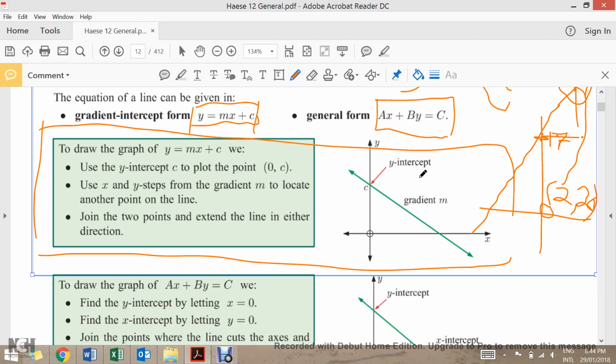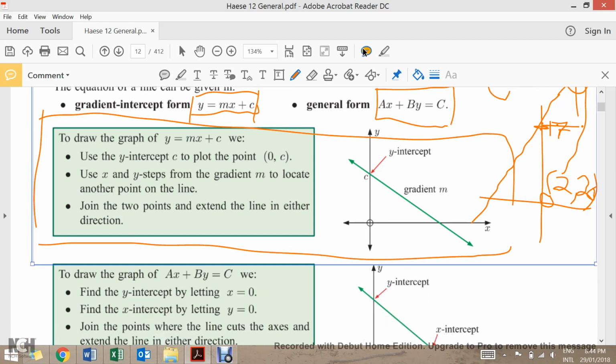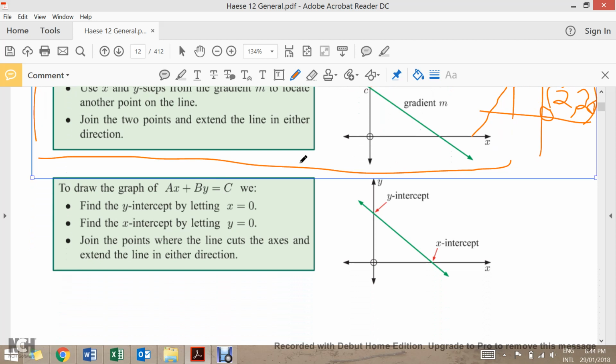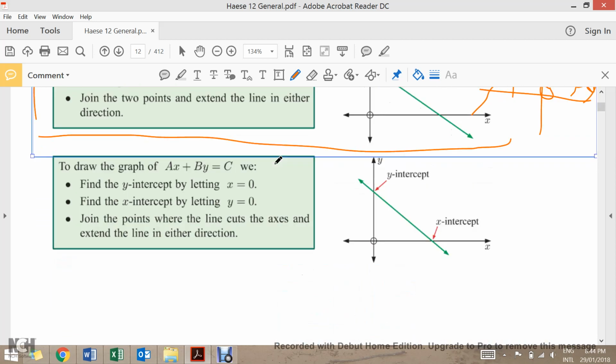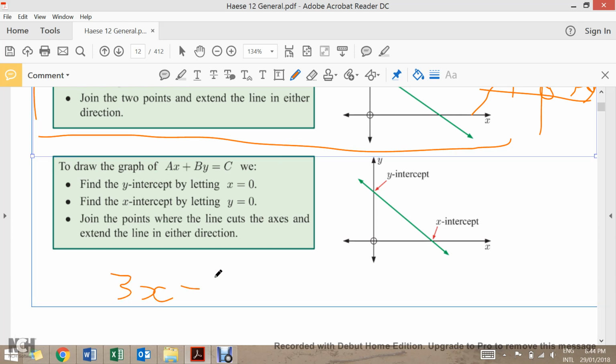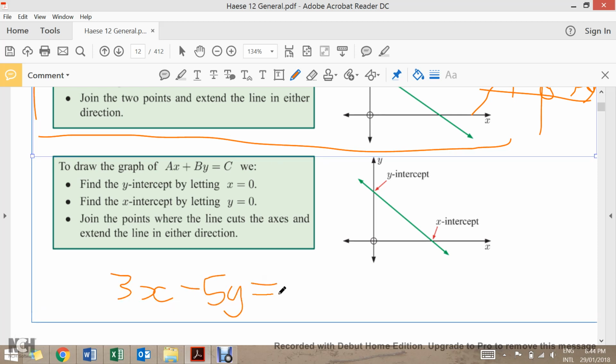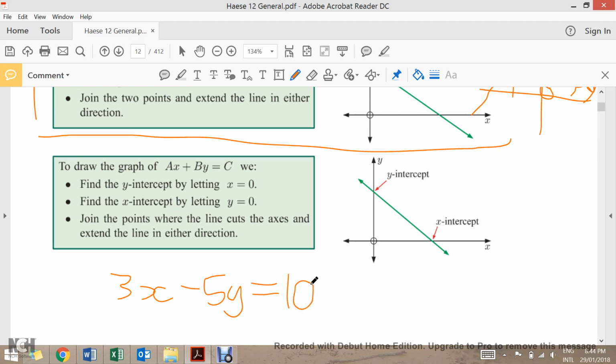So what about general form? General form, where we've got x and y on the left hand side equaling some constant c. Let's have a look at that. In that case, that could be something like 3x take 5y equals 10, for example. Could be that. Who knows? How could we draw a graph using that?